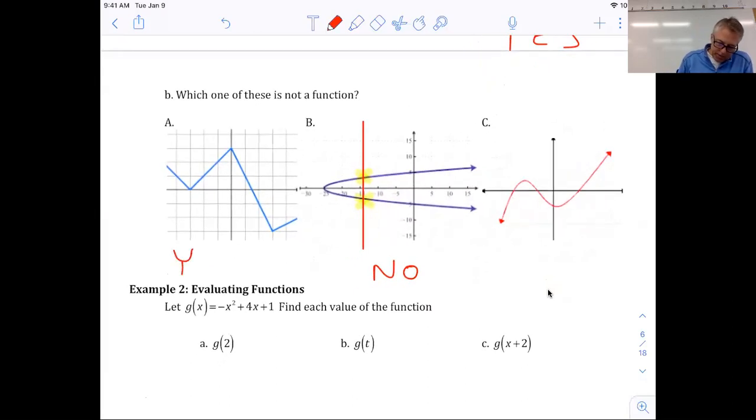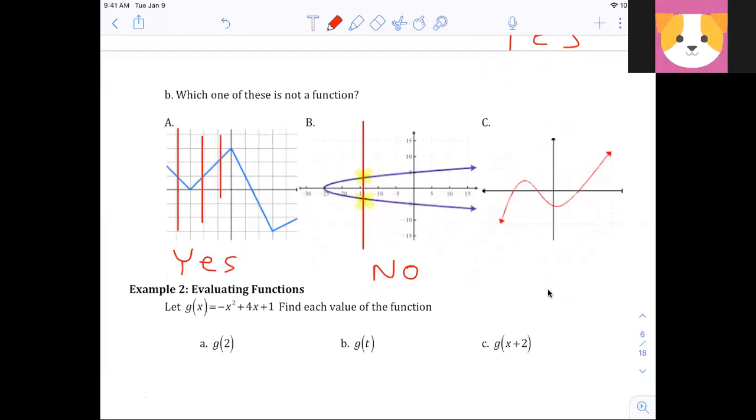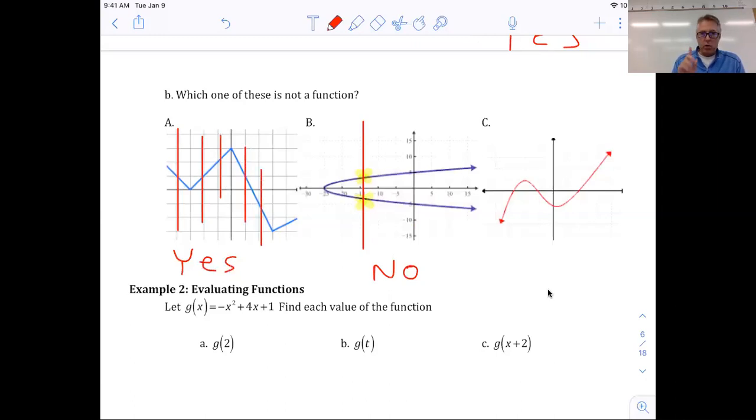So B is a function because everywhere I draw vertical lines. You mean it's not? No, A is a function. Did I say B? Yeah. I'm sorry, my mistake. Thank you. A is a function. B is not a function. Okay, A is a function because wherever you draw a vertical line, it's always hitting it in only 1 spot. Okay, therefore C is a function also. It passes the vertical line test, we say.